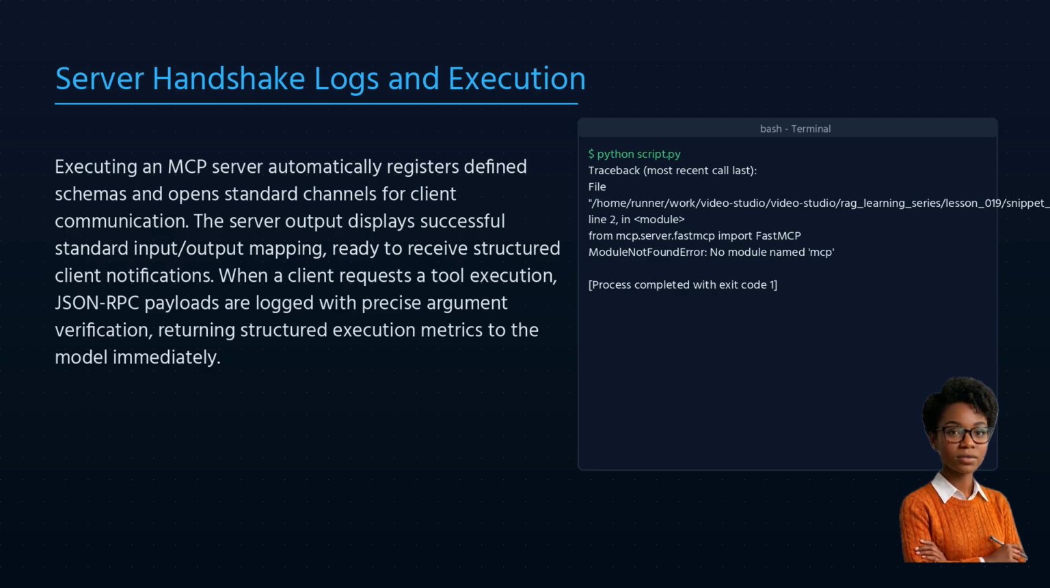In the logs, we'll then precisely observe those handshakes and tool lists being sent as clean JSON RPC payloads, proving the predictability and solidity of the protocol.